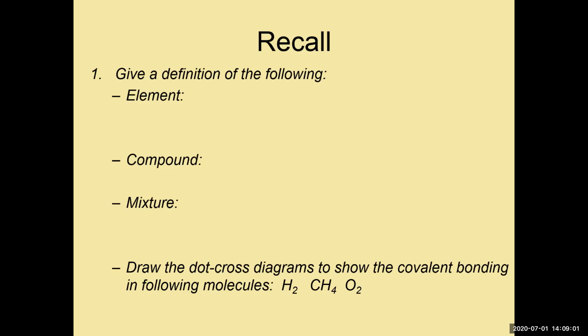That's a hydrogen molecule. Methane should be one carbon, which has 4 electrons in its outer shell, and then it shares an electron with 4 hydrogens. Oxygen is a double bond, so it should have 4 electrons on the bond, and then the 4 remaining electrons in each shell.